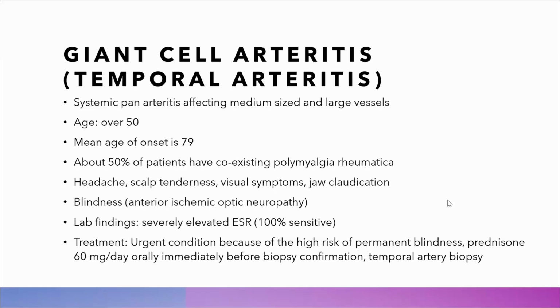What happens here? Headache, scalp tenderness, visual symptoms. Patients say they lost vision and it came back, whatever. Jaw claudication is a very important key. They have progressive pain with eating. Remember, we're scared because of blindness, so we want to initiate high-dose steroids right away. It's urgent. Elevated ESR is nearly 100% sensitive, but even if the ESR is not elevated and clinically it is giant cell arthritis, we're going to start high-dose steroids.